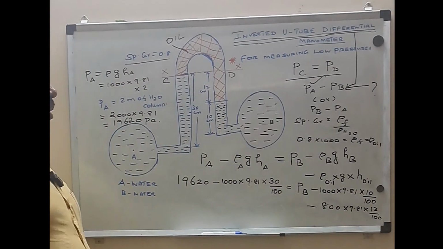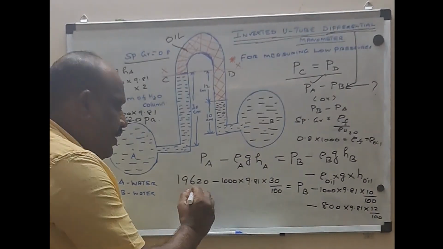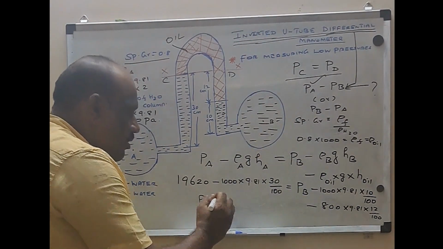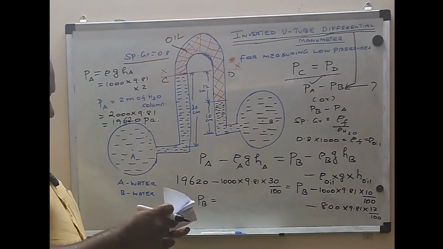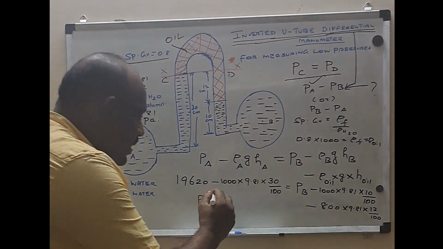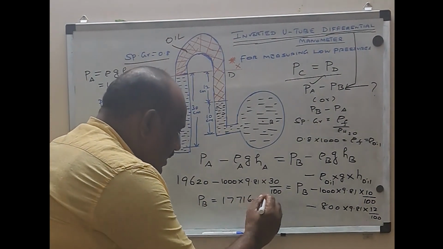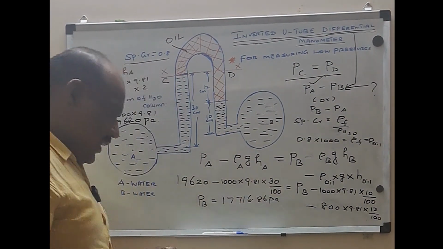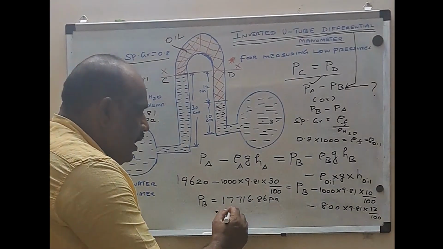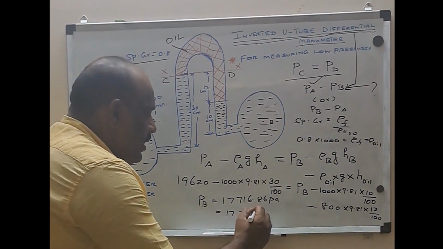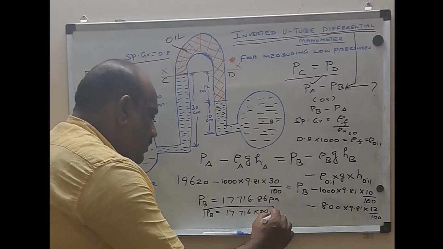So now this equation has how many variables? Only one variable. All others are numbers. You can calculate. From this you can find the value of PB. It is coming around 17,716.86 Pascal. Okay. So if you feel that number is a little high, you can divide by 1000 and say 17.716 kilopascal. But it's enough to tell in Pascal itself, nothing wrong in that.